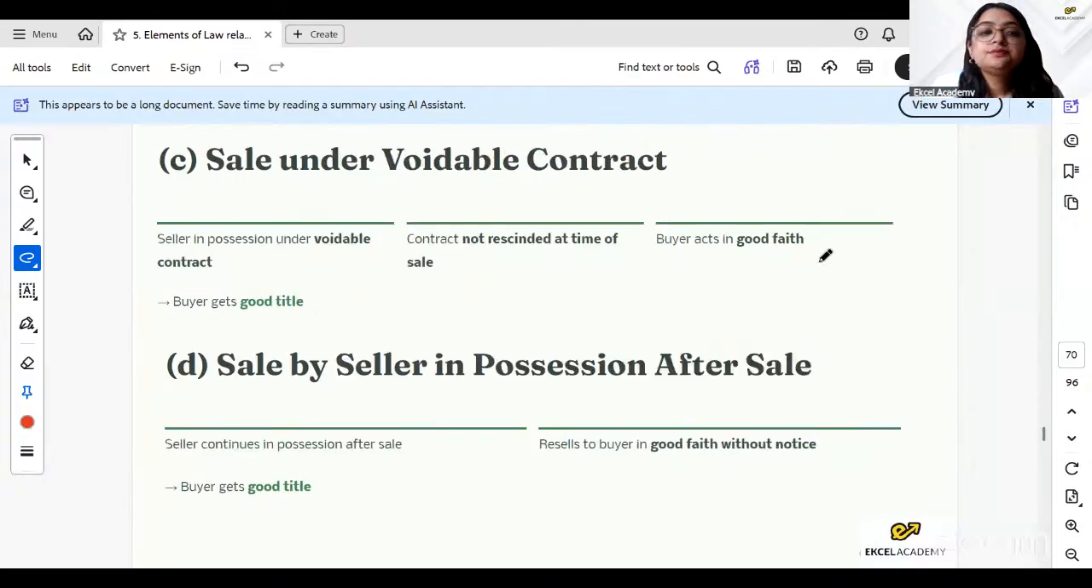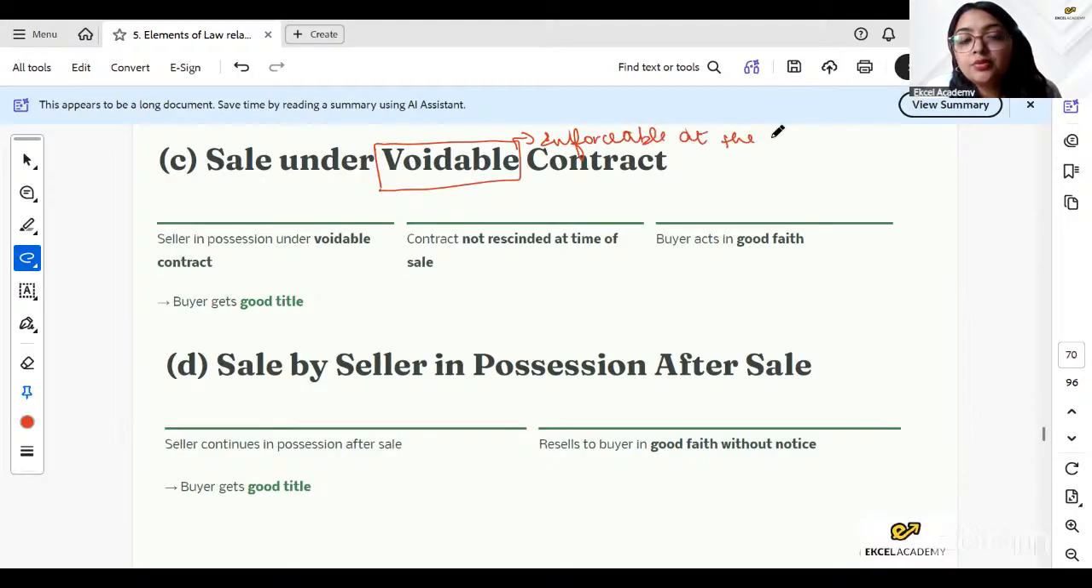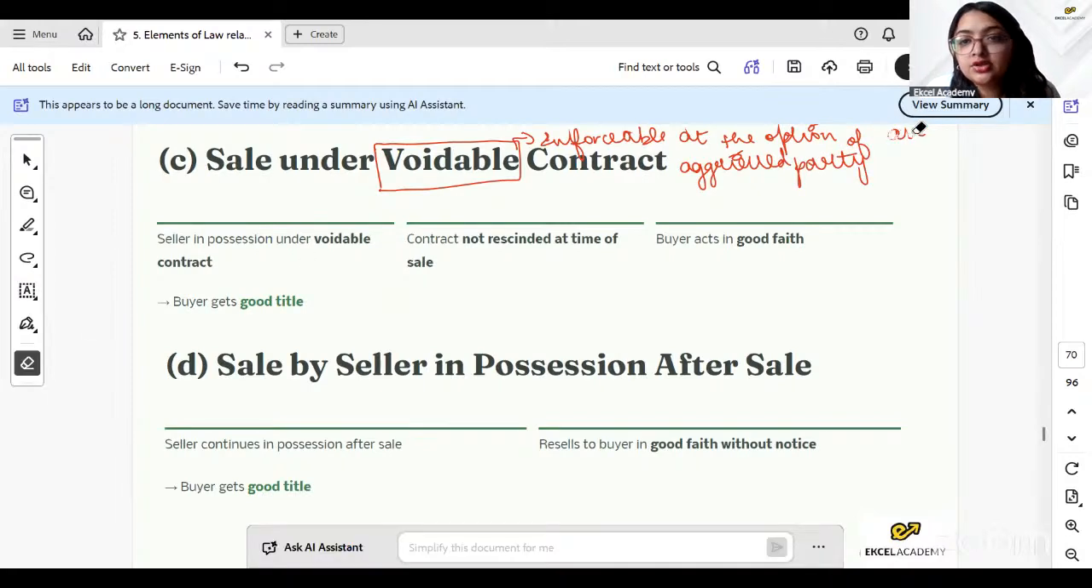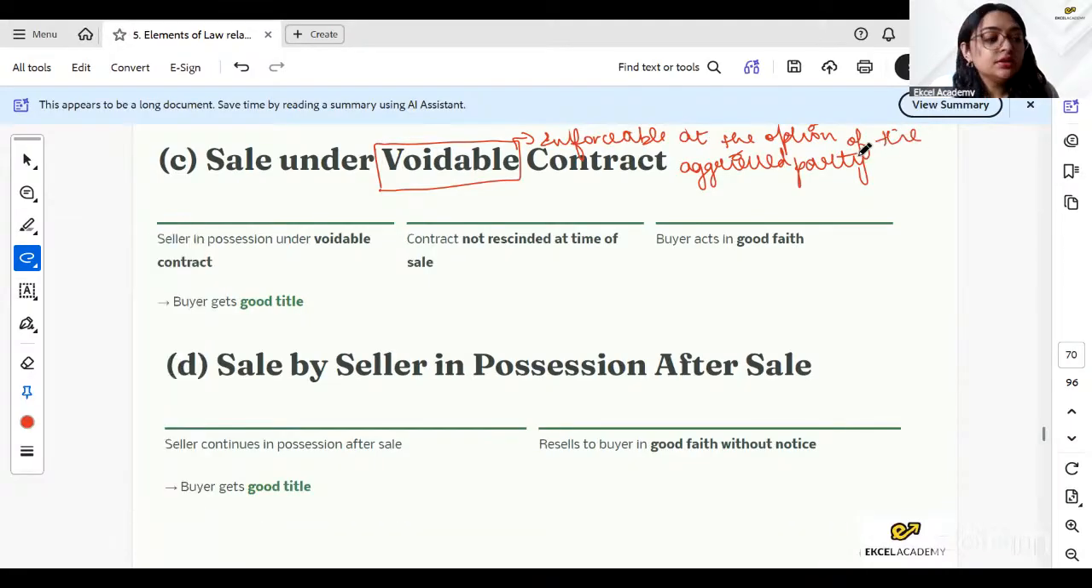All right. Next, sale under a voidable contract. What is a voidable contract? Let's go back to our Indian contract law, wherein we understood what a voidable contract is. It is enforceable at the option of a party. Which party is it? It is the aggrieved party. It's not an aggrieved party, it is the aggrieved party. Option of the aggrieved party. Okay, the aggrieved party is who? The party who has suffered.